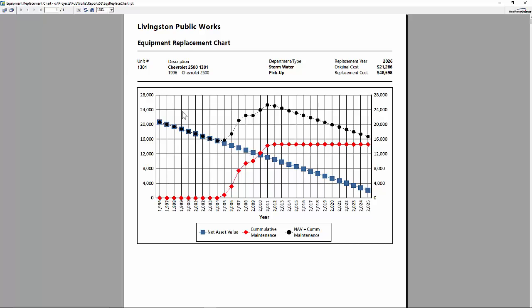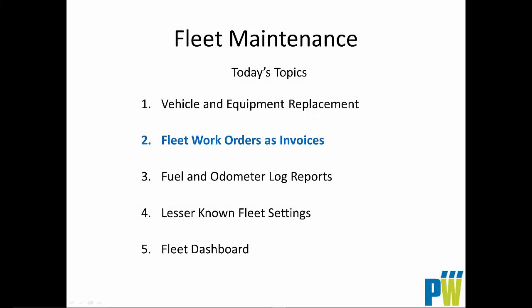where the blue line represents the net asset value of the vehicle, and the red line, maintenance costs. Where these two lines intersect suggests when that vehicle should be replaced. This one shows that it should have been replaced perhaps in 2010. That wraps up our first fleet maintenance topic for today. Our next topic will cover fleet work orders as invoices.